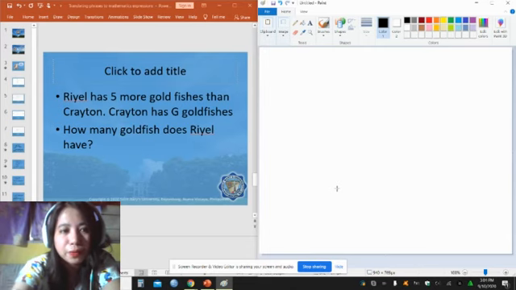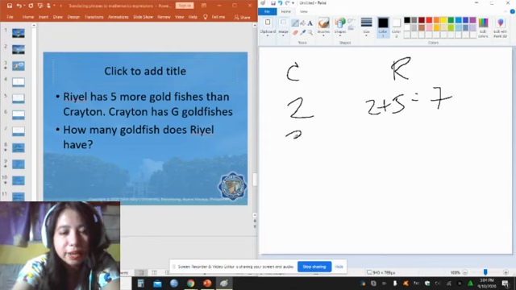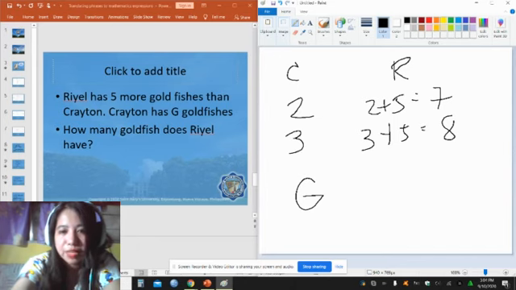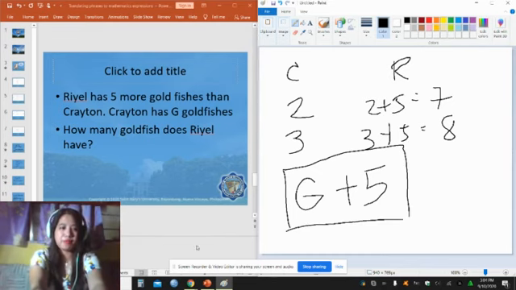If Creighton, let's use C and R for Riel. If Creighton has, let's say, 2, it means that Riel has 2 plus 5, so that is 7. If Creighton has 3, for Riel it is 3 plus 5, which is equal to 8. So if the number of goldfish of Creighton is, let's say, G, then it is G plus 5. So the answer for this problem is G plus 5.